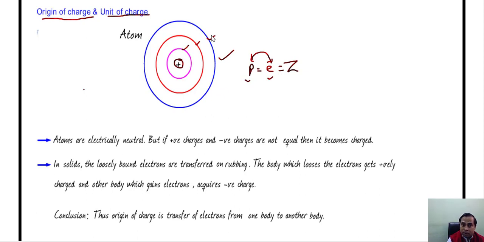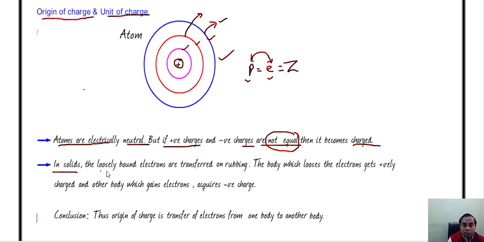But because these electrons are movable, they can be transferred from one atom to another atom. In case these electrons are transferred, what will happen? Initially atoms are electrically neutral, but if you transfer or remove some of the electrons, then the number of electrons will not be the same as the number of protons, and then it becomes charged. That is how we generate the charge.